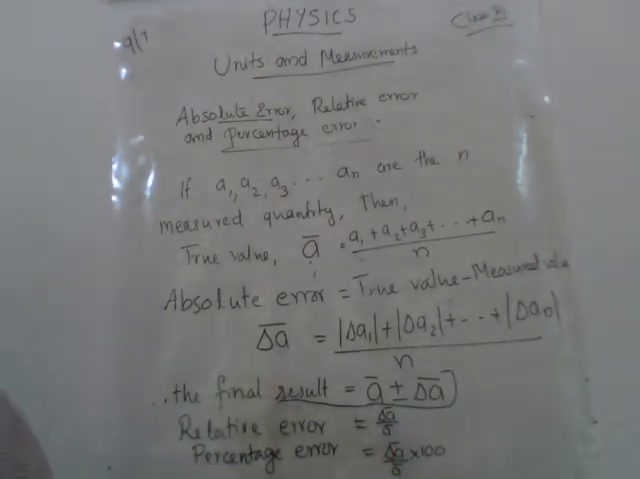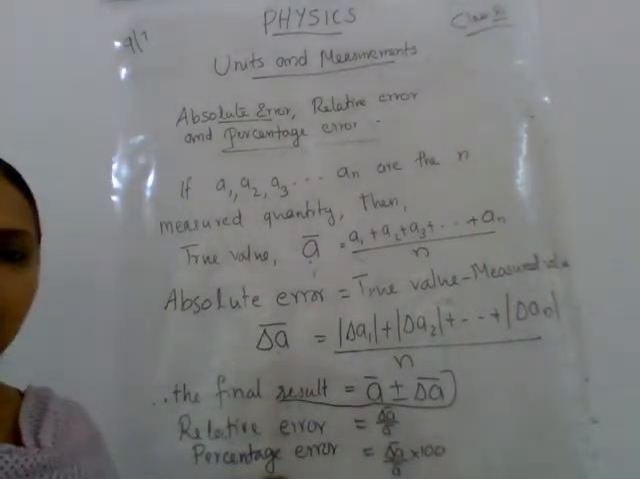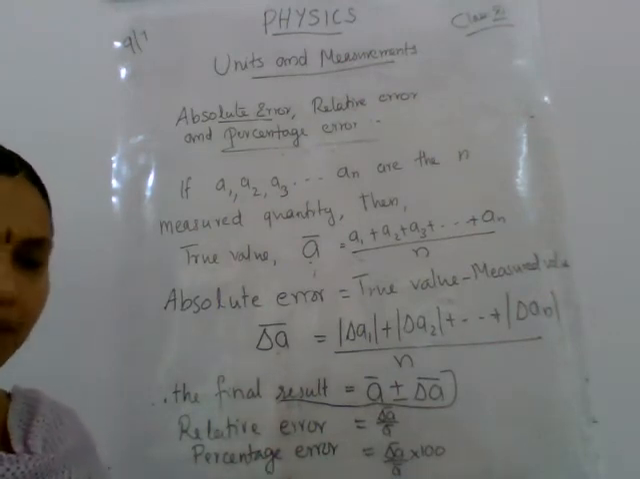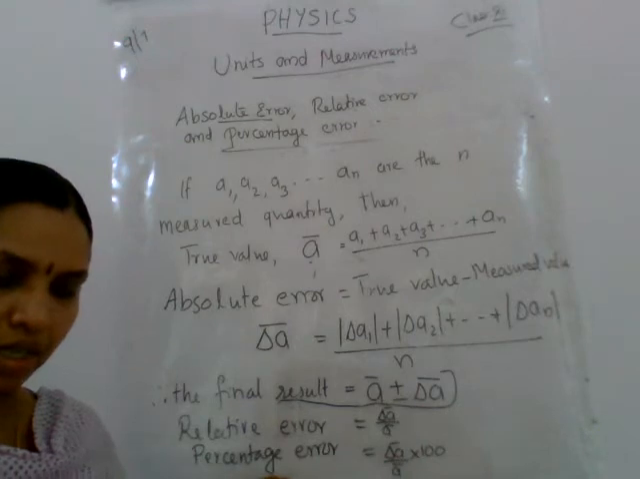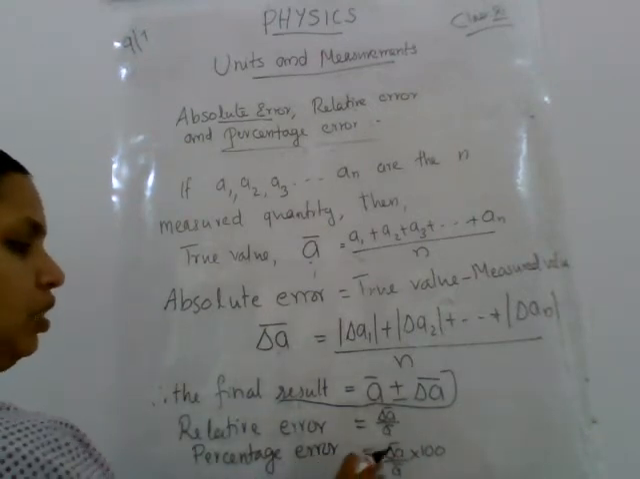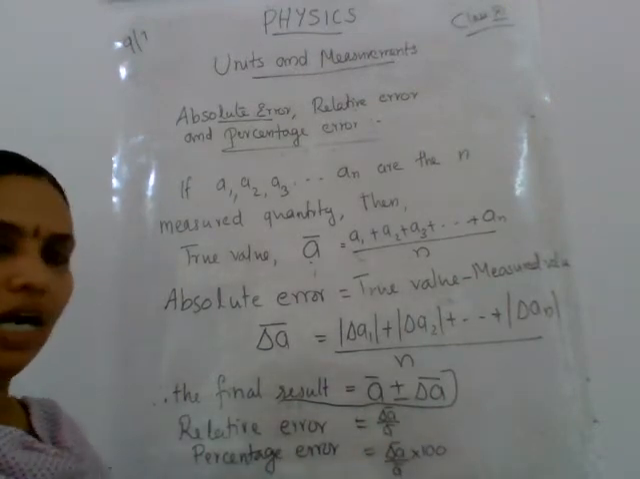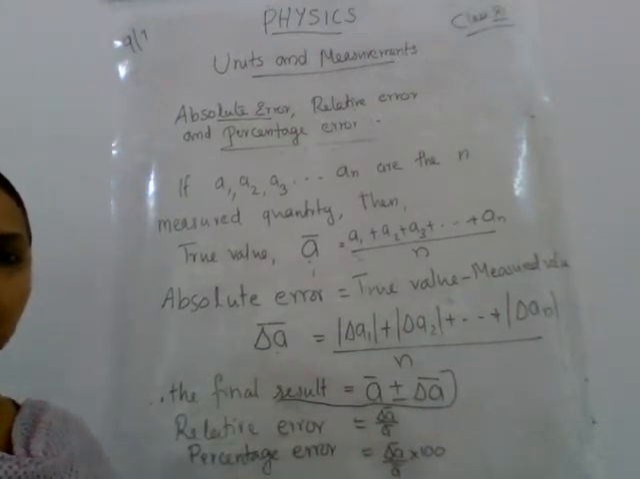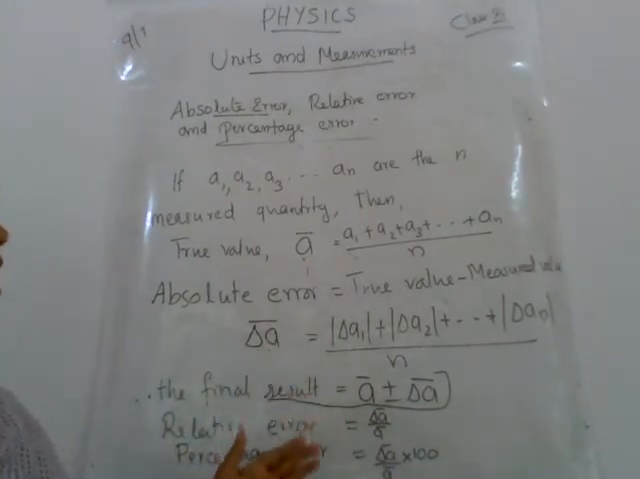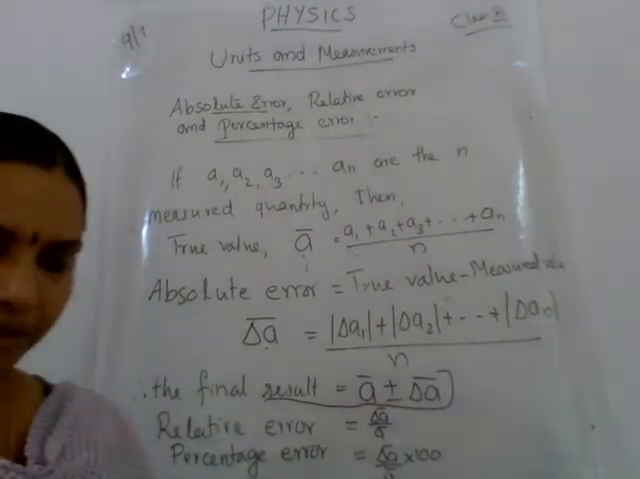Okay. Then write percentage error. Percentage error is relative error expressed in percent. That is, percentage error is equal to delta A bar by A bar into 100. So this is the absolute error, relative error and percentage error.